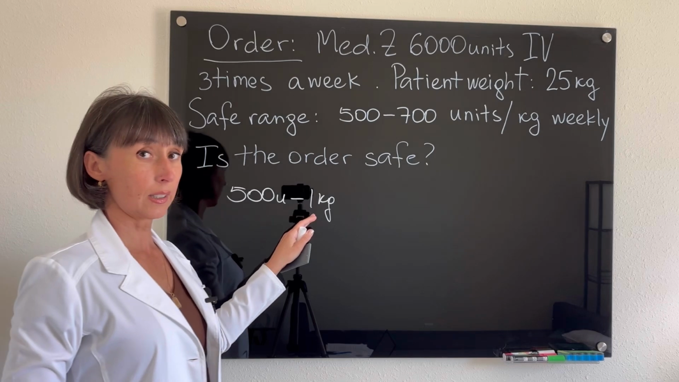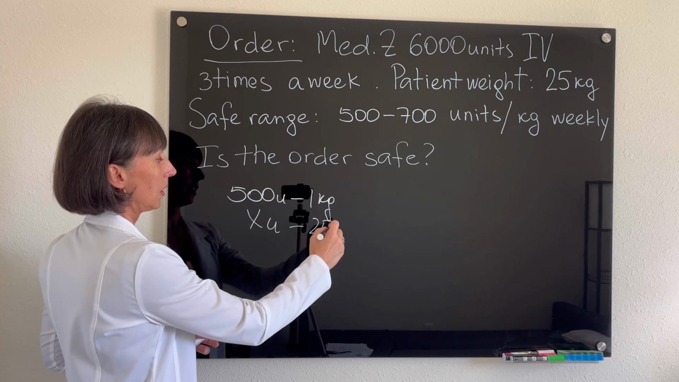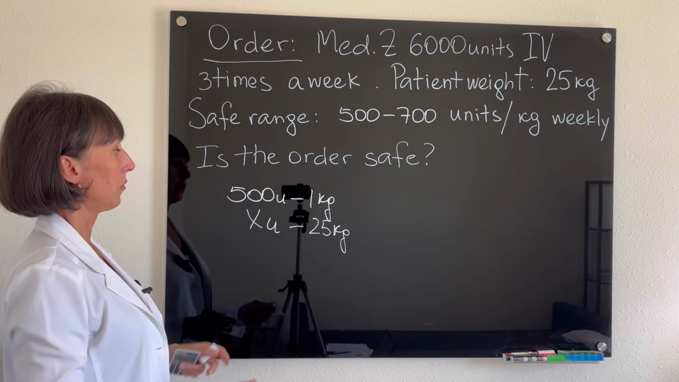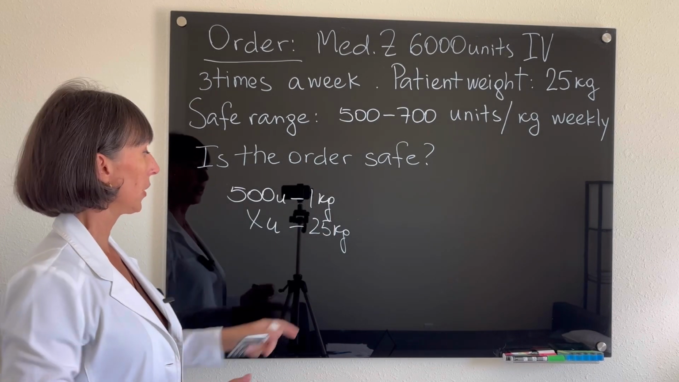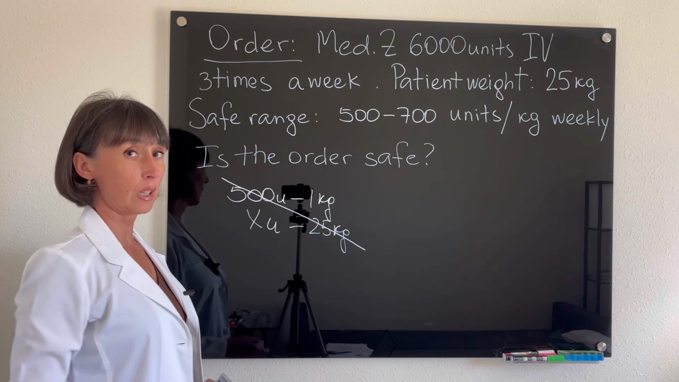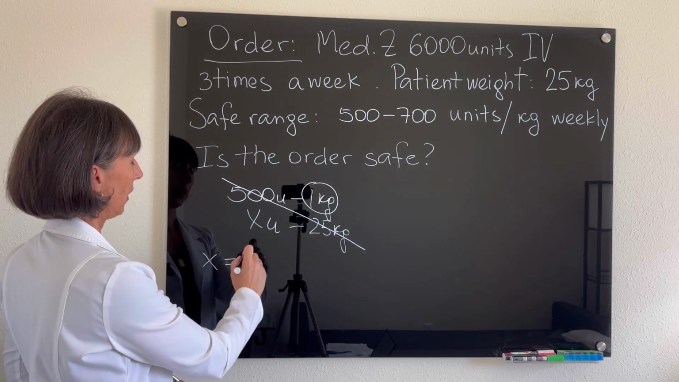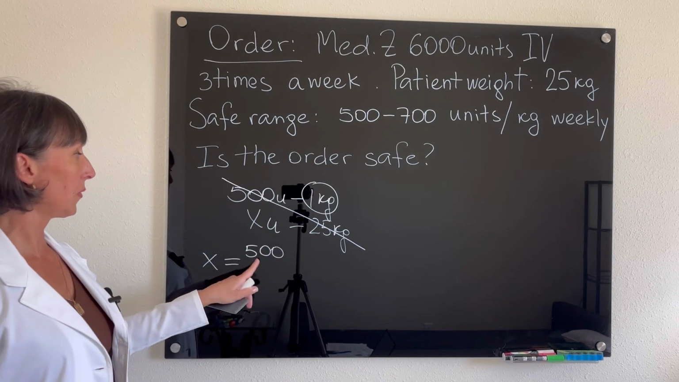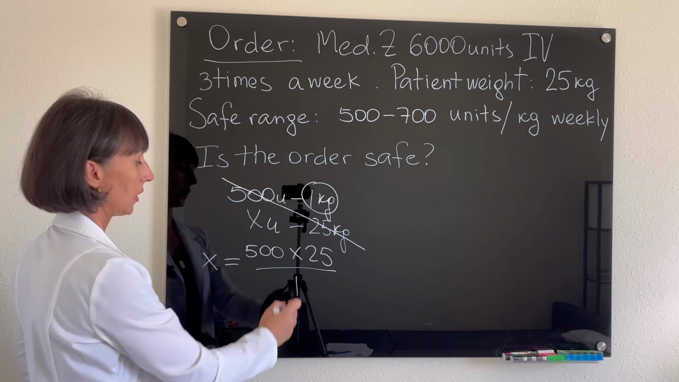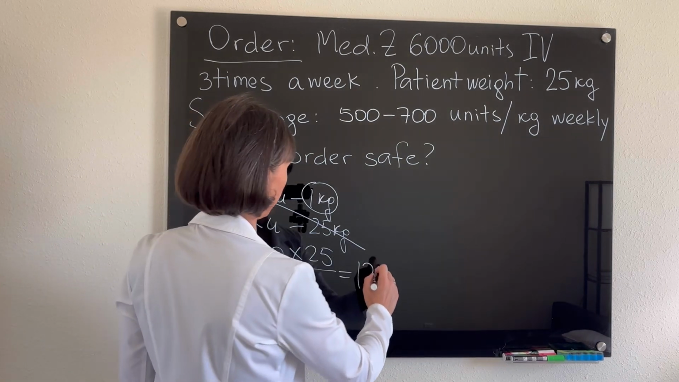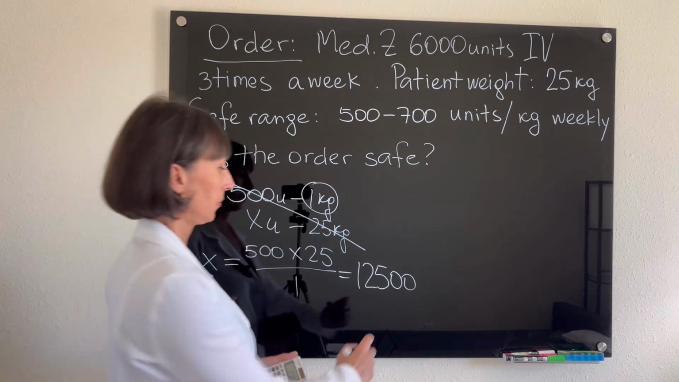500 units is for 1 kilogram. How many units is for 25 kilograms? I'm putting my units under units, kilograms under kilograms. Using the DKP method, I'm going to multiply the two numbers on diagonal and divide by the third number to find my x. X equals 500 times 25 divided by 1. And that equals 12,500 units.